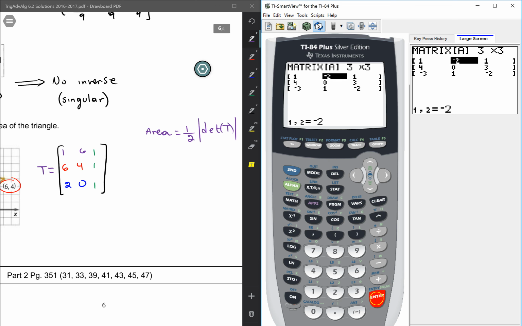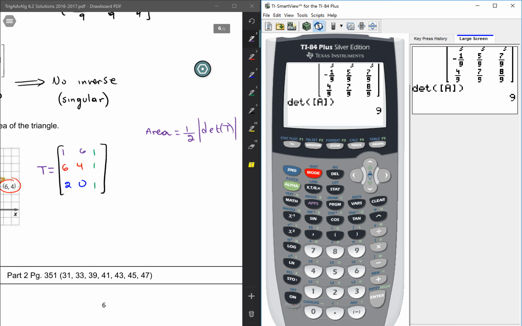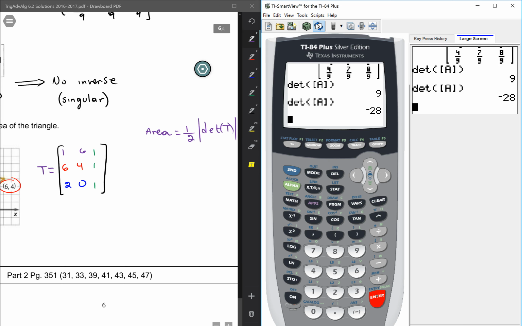So 1, 6, 1, 6, 4, 1, 2, 0, 1. Is that it? Second quit. Okay, so look, I already have in here from the operation before determinant of A. All I need to do is press enter. And it gives me the determinant. So the area is 1/2 of negative 28 in the absolute value. So how much is the area? Positive 14.